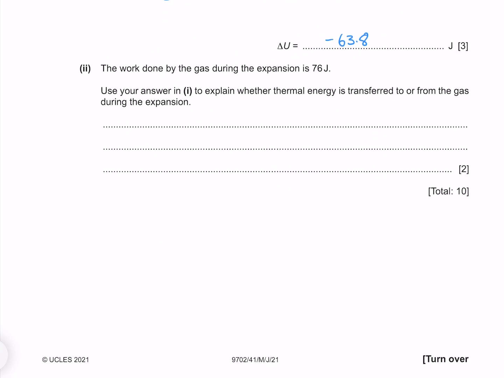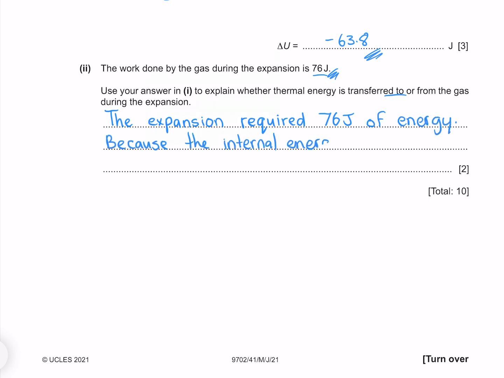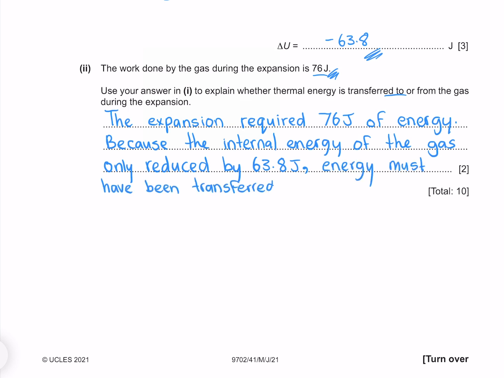The work done by the gas during the expansion is 76 joules. Use your answer in part i to explain whether thermal energy is transferred to or from the gas during the expansion. To perform this expansion, our gas needed 76 joules of energy. Because our gas only lost 63.8 joules of energy, energy must have been transferred to the gas to make up for this shortfall. The expansion required 76 joules of energy. Because the internal energy of the gas only reduced by 63.8 joules, energy must have been transferred to the gas to make up the difference.